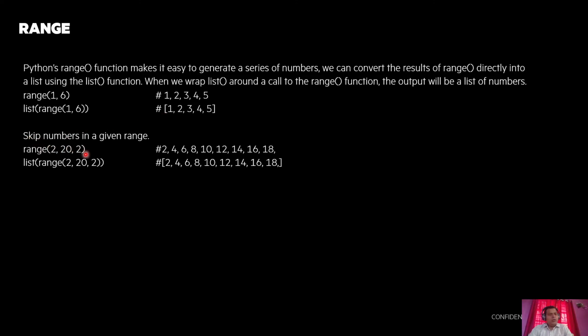Similarly, we can use a skip. In this example we are calling the range 2 to 20, skipping by 2. So we'll have 2, 4, 6, 8, and so on until 18, because 20 is not included.